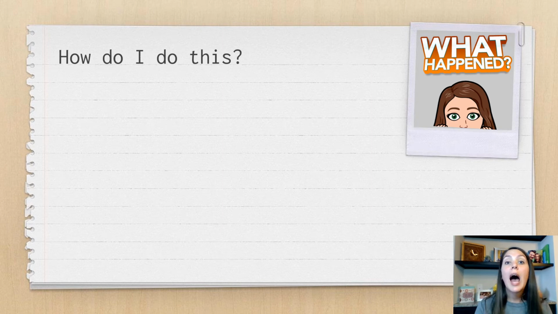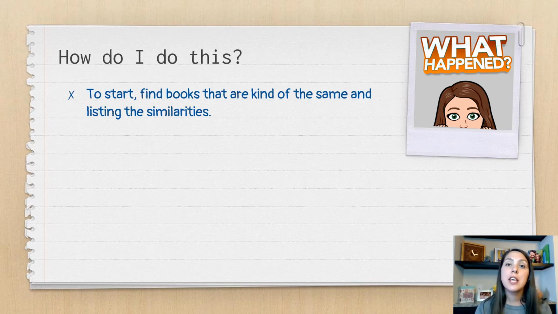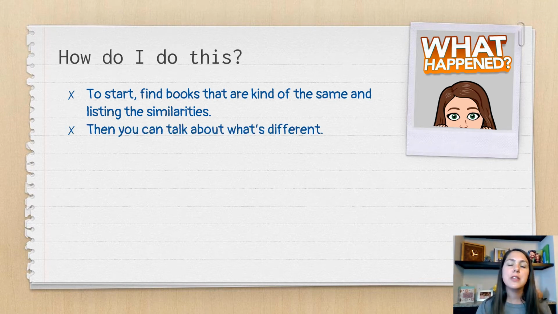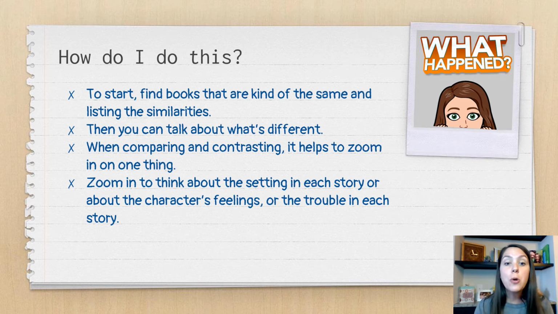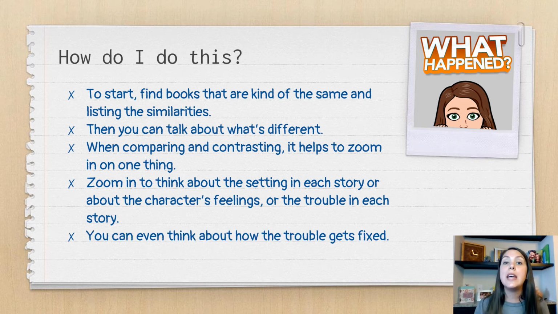You might be wondering, how do I do this? Well, the first thing you want to do is find two books that are kind of the same. I picked two different books that both have animals as the main character, and you want to list the things that are the same in the books. After that, you're going to think about what's different. When comparing and contrasting, it really helps to zoom in on one thing. So zoom in to think about the setting, or zoom in on the characters, or zoom in on the characters' feelings, or zoom in on the problem in the story.